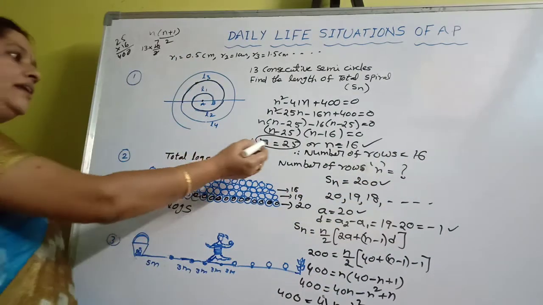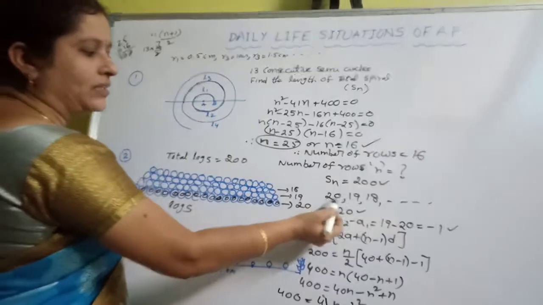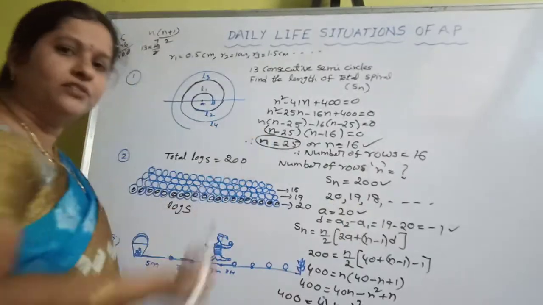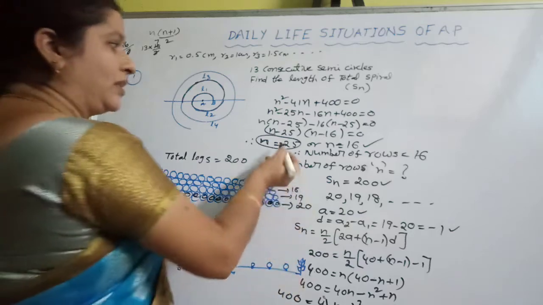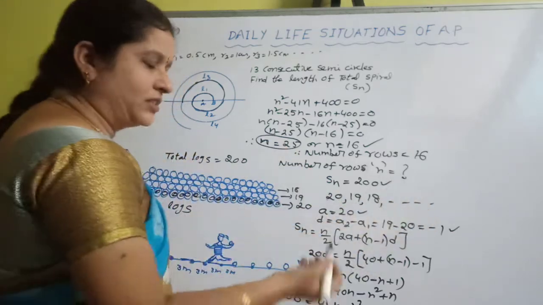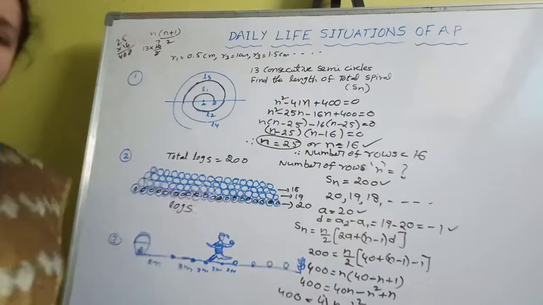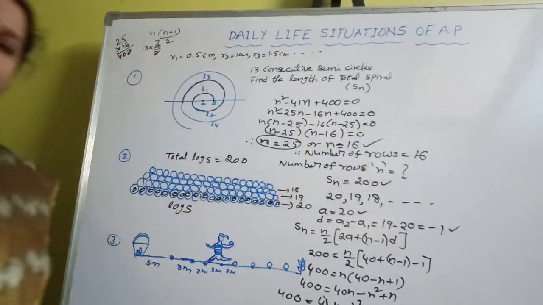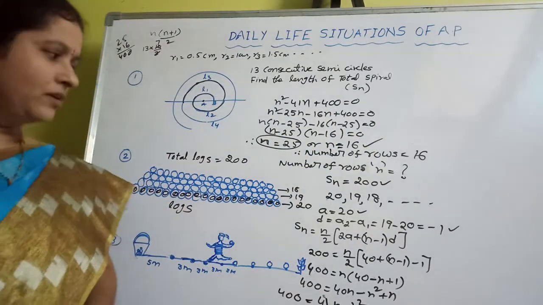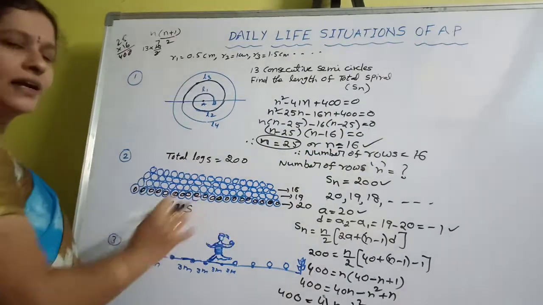Suppose you are taking n equal to 25. Our series is starting with 20 only, so 25 is not in the series. The series is in decreasing order. So here we are taking the n value; the possible value is 16. So this is the process of the second question.